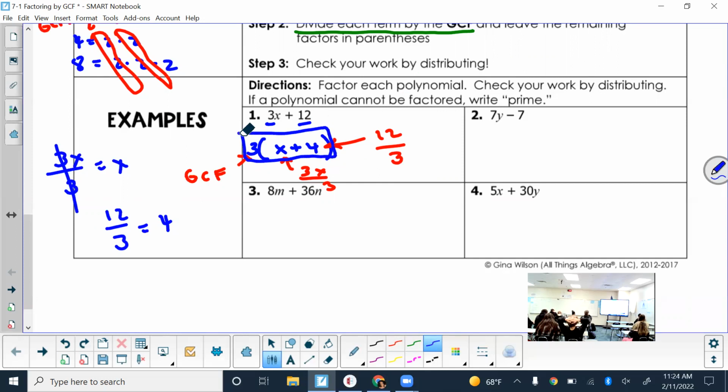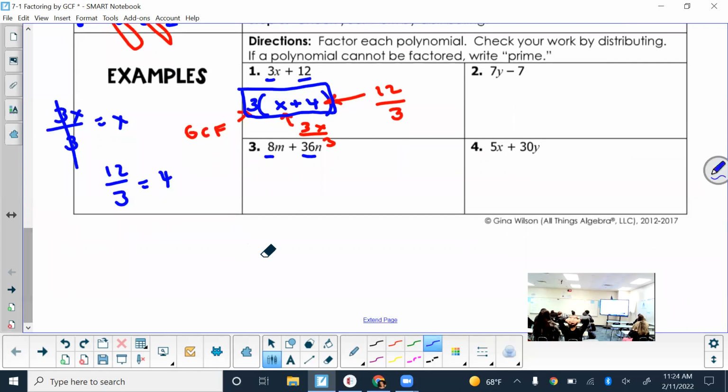All right, let's look at 3 together. We have an 8 and a 36 for the coefficients. What's the GCF between those? Is it 8? Can 8 divide into both of them?